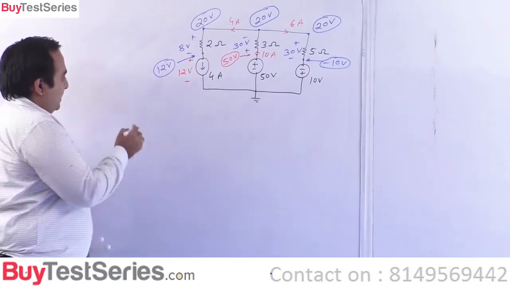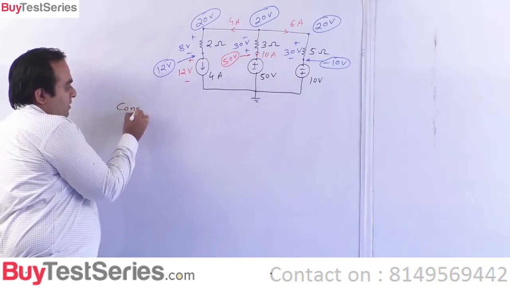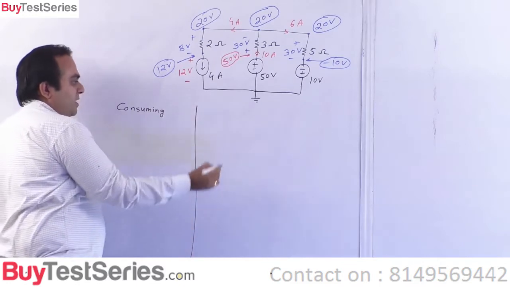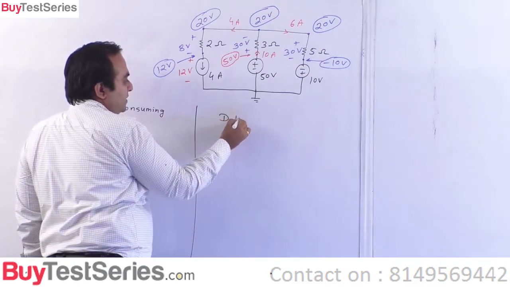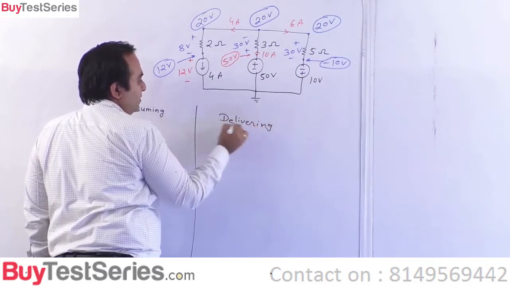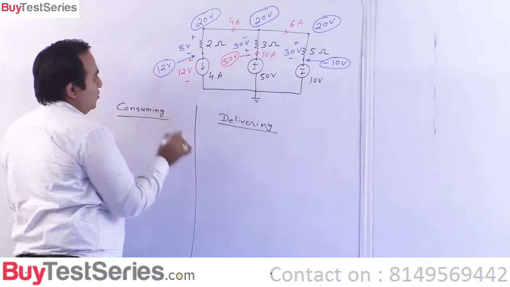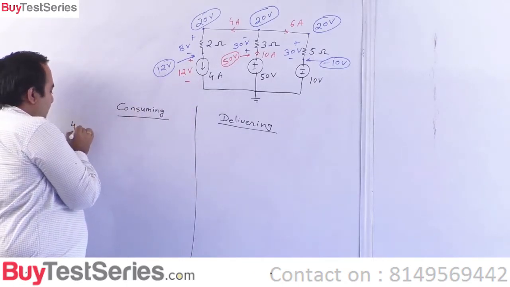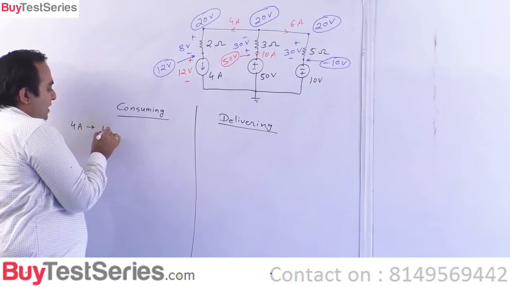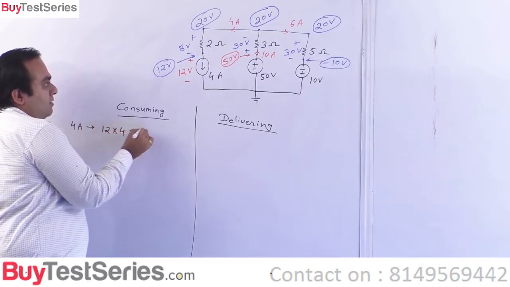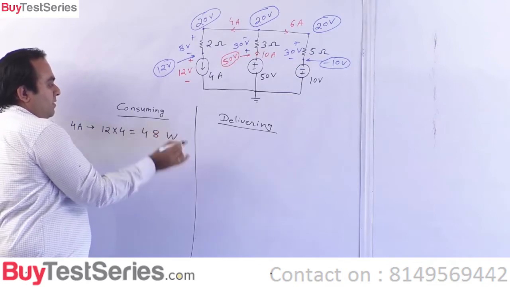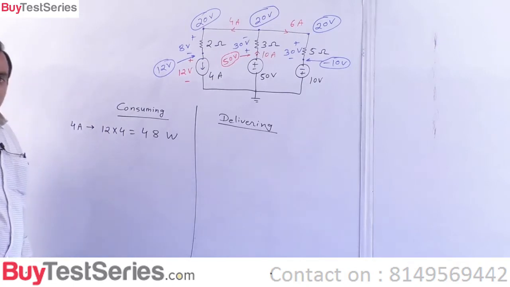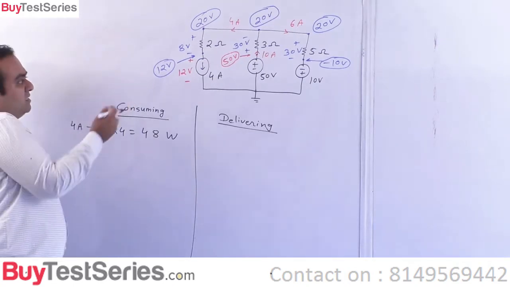So what we can write is, there are some elements which are consuming power, there are some elements which are delivering power. So the consuming elements are this current source. So this 4 ampere current source is consuming 48 watt. Is this okay? The resistances are consuming.